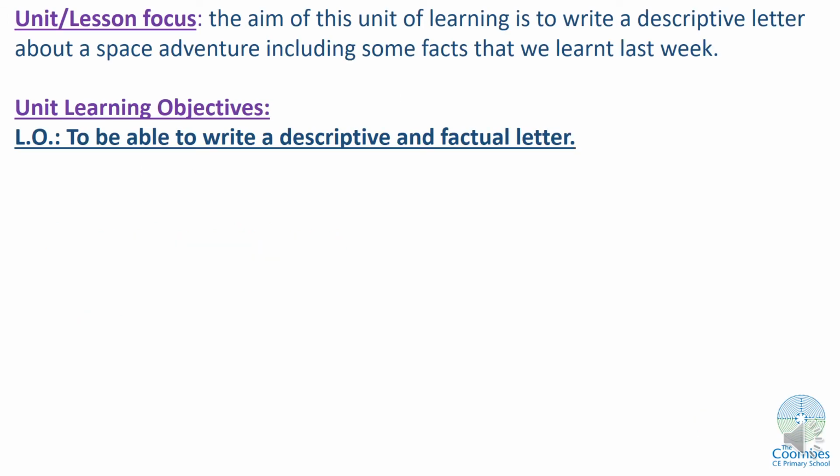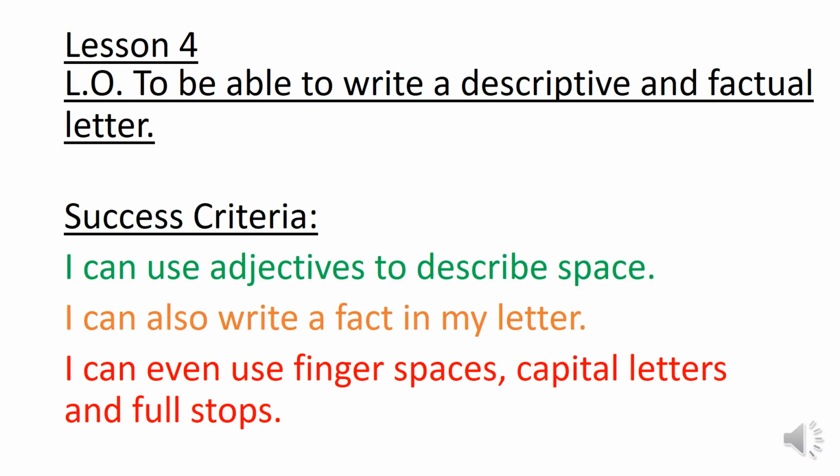Now our lesson focus is to write a descriptive letter about a space adventure, including some facts that we learnt last week. So our learning objective is to be able to write a descriptive and factual letter. And our success criteria is that we'll be able to use adjectives to describe space. We will also be writing facts in our letter. And we'll even be using finger spaces, capital letters and full stops.